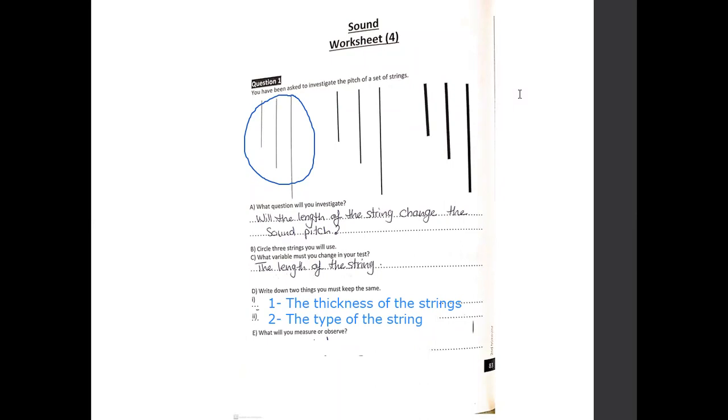So should I flip the page? Are you done? Okay. So for the last one, we write what we measure, or both of them. You can write both if you want. You can write the sound frequency or pitch, the sound pitch or frequency. Both of them are correct.